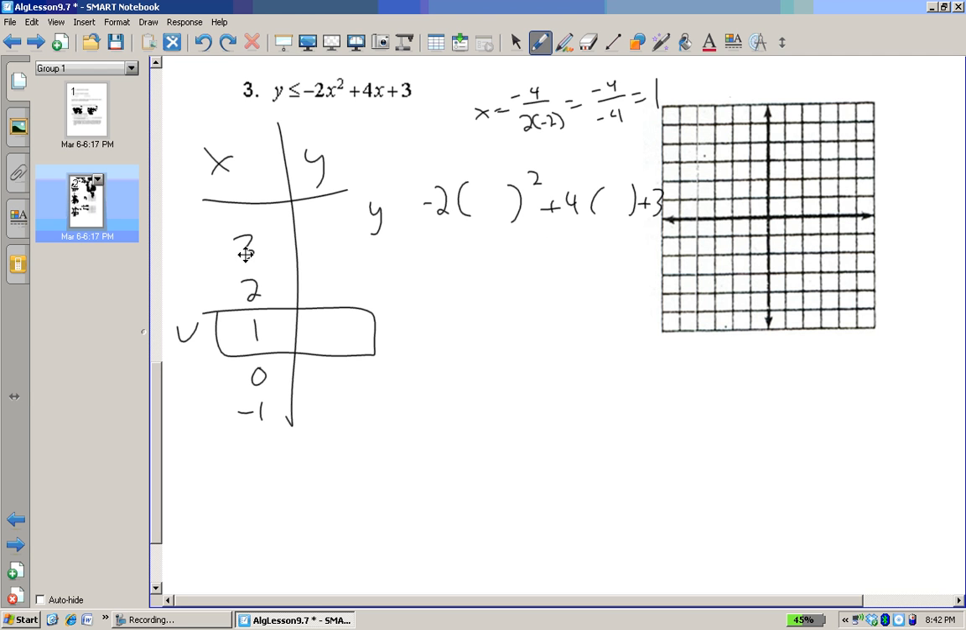Let's just go in order this time, don't want to confuse you. Plug in negative 1. Negative 1 squared is 1. 4 times negative 1 is negative 4. Negative 2 times 1 is negative 2. Negative 2 plus negative 4 is negative 6. Negative 6 plus 3 is negative 3.